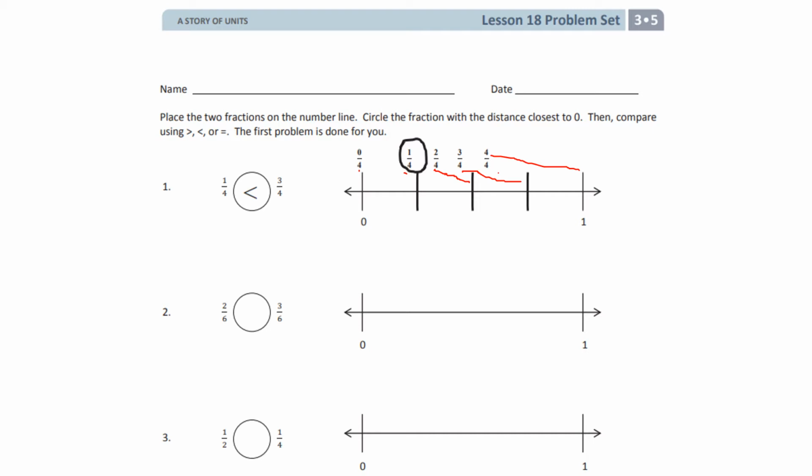And remember for problem 3, that one does have the same numerator, so you can remember practicing it that way. Would you rather share half a pizza or a fourth of a pizza?